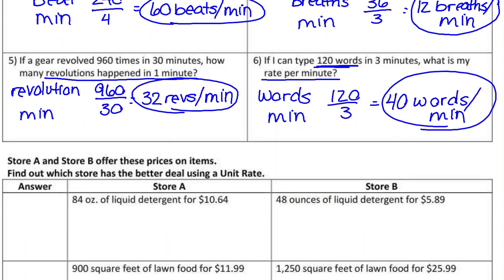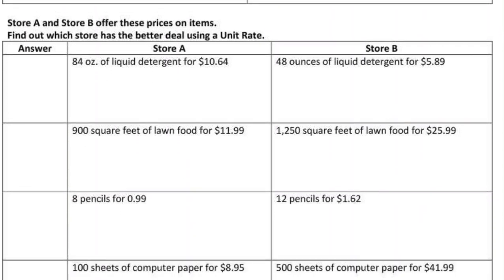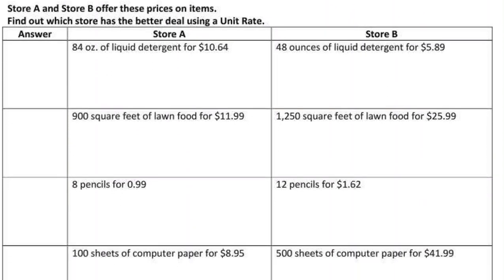So the last thing we're going to do is figure out which store has the better buy, store A or store B. So you need to do some division, and I'll do one with you together. I want to know which store has the best price for liquid detergent, store A or store B. So I'm going to take the price and divide it by the ounces, because I want to know how much 1 ounce is worth. And you're going to put the money on top for all of these because I'm trying to find the best price.